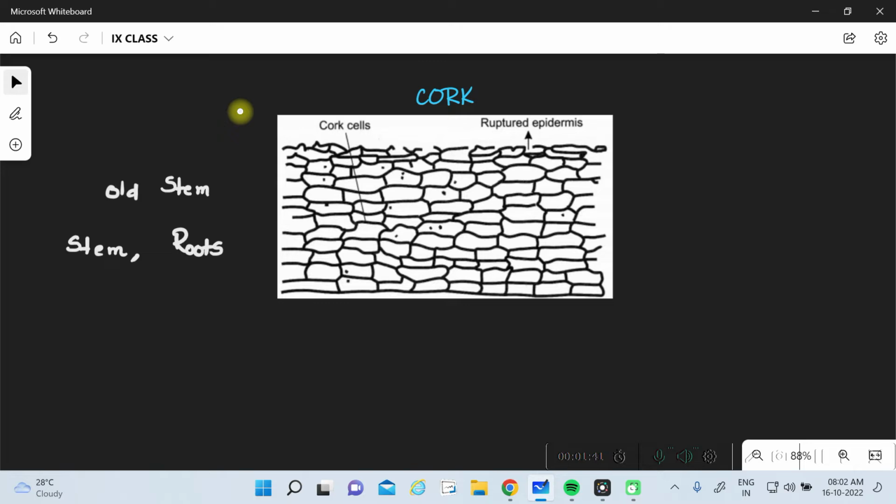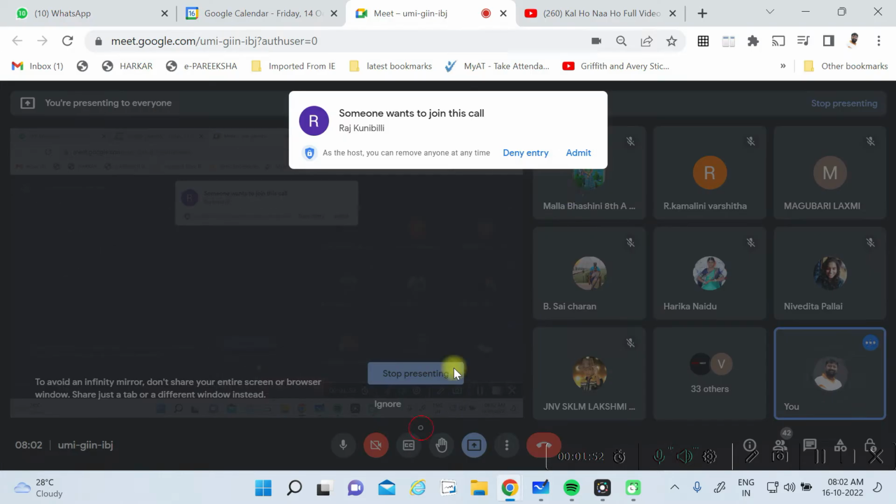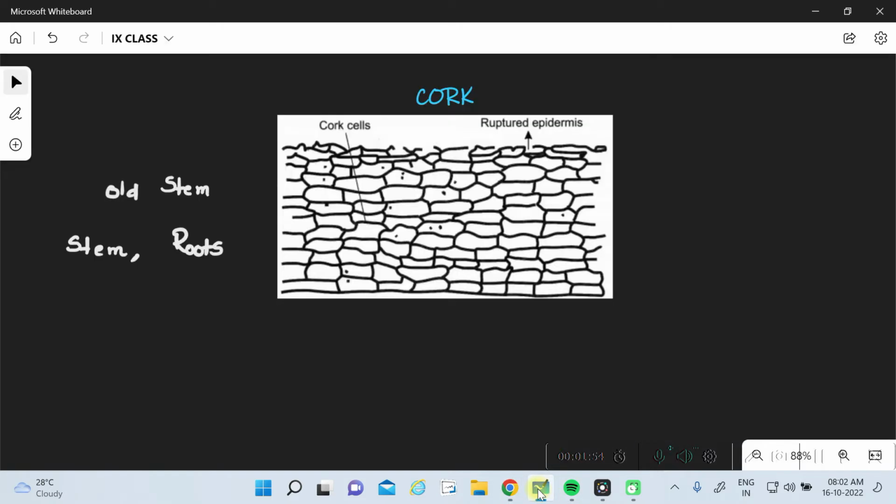Now, how is this cork formed? We all know that there are three types of meristematic tissue. Among the three, which one of the meristems will help in increasing the girth of the stem? Can anyone say? Lateral. Very good, Pallai. So it is the lateral meristem which helps in increasing the girth. In the sense, it helps in the plant's secondary growth.